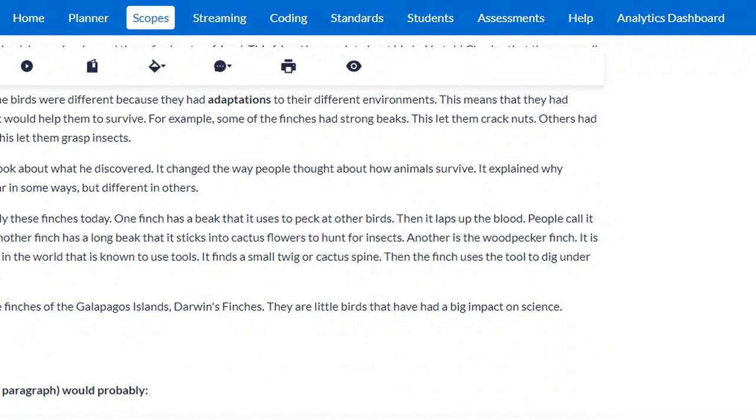Just like when we're in literacy, we always want to back up our claims with evidence, especially in science. Darwin did that when he showed us that the birds had different adaptations because they had different physical characteristics that helped them survive in their environments.